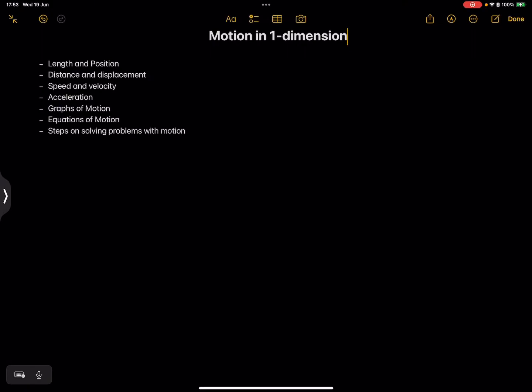All right, so today we are going to be talking about motion in one dimension, and in particular, we are going to be talking about equations of motion. Some prefer to call it laws of kinematics. All right, so at the end of this video, we would have covered all of that.